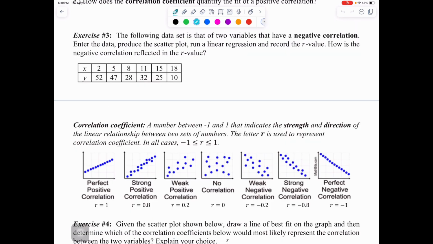So in exercise 3, the following data is that of two variables that have a negative correlation. So we see the x's are increasing, but the y's are decreasing. So they want us to enter the data, produce the scatter plot, run a linear regression, and record the R value. How is negative correlation reflected in the R value? So let's go to our graphing calculator. We'll do this one together.